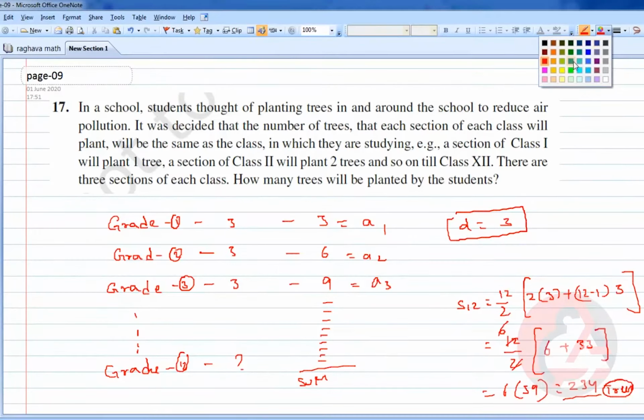This is how we can connect it to our real life numericals. This is the answer. Are you clear, everyone? Yes, sir. Yeah, we'll move to the next one.